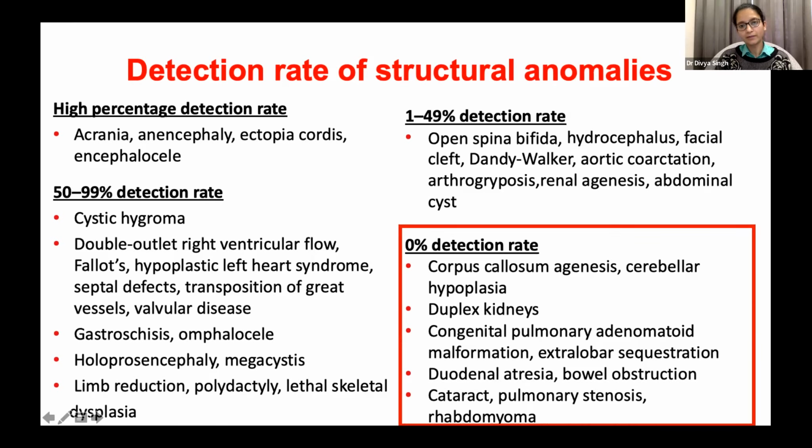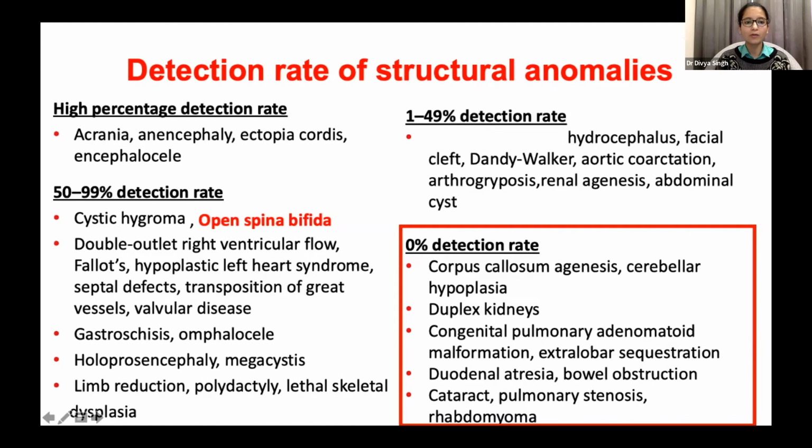Open spina bifida, which you see here, at that time fell in this group of less than 50% detection rate. But come year 2019, this paper has been revised, and open spina bifida now falls in more than 50% detection rate group.